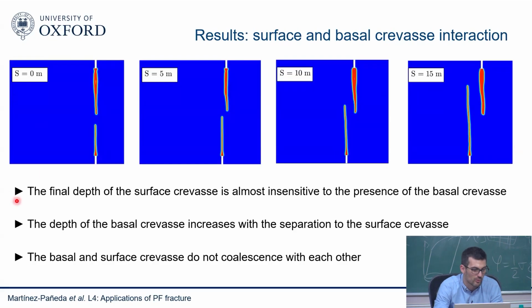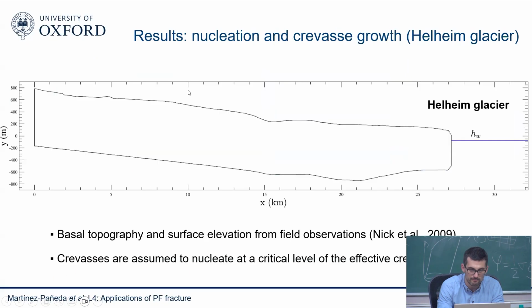So we can see, for example, we learned that the final depth of the surface crevasse is almost insensitive to the presence of the basal crevasse. We know that the depth of the basal crevasse increases with the separation to the surface crevasse, and we know that the basal and surface crevasse do not coalesce with each other. That's the idea. We can also model more realistic cases. Again, something that is more difficult to do with LEFM.